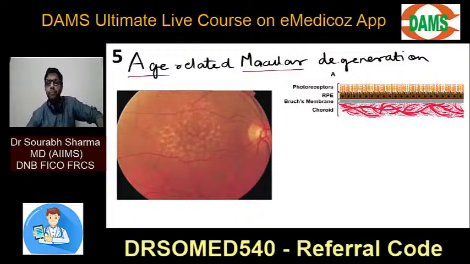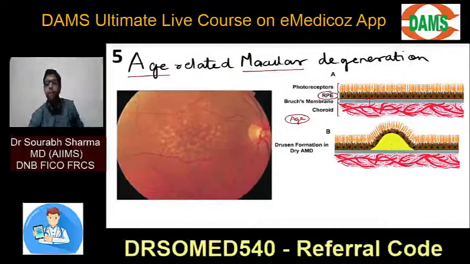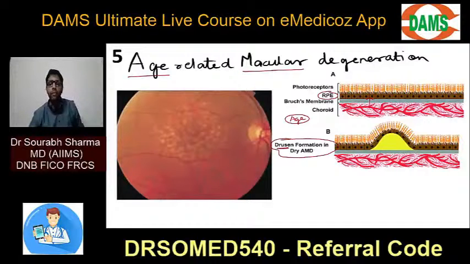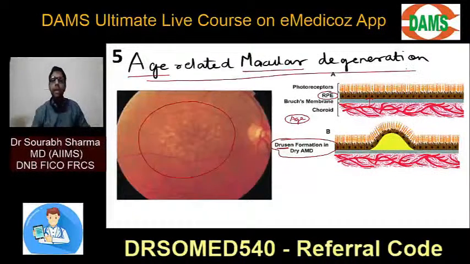See this. There are rods and cones, then the RP layer, then Bruch's membrane, choroid. What happens when we age? The lipofuscin end products usually go from the choroid into the retina and go out of the eye. But with age, they accumulate in the RP layer. That accumulation is known as drusen, which you can see deposited in the macular area, yellow deposits in the macular area. That is why it is named age-related macular degeneration.